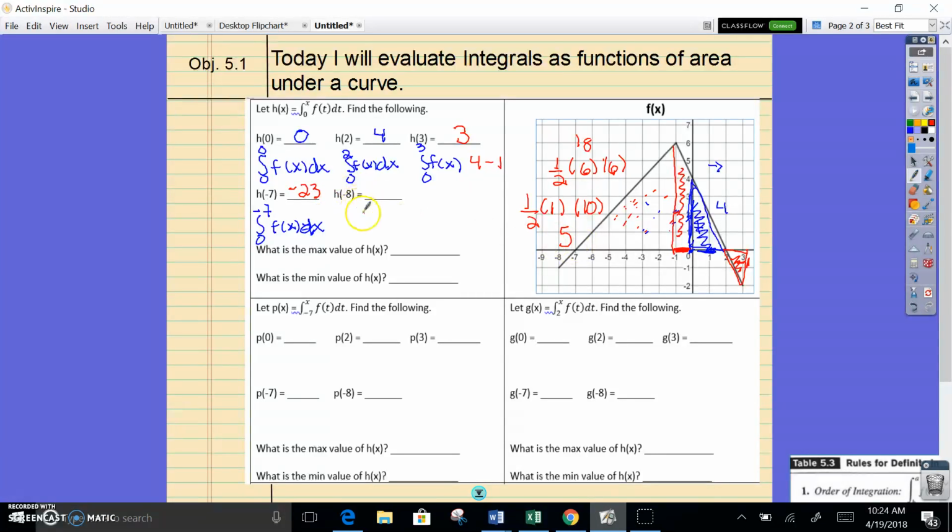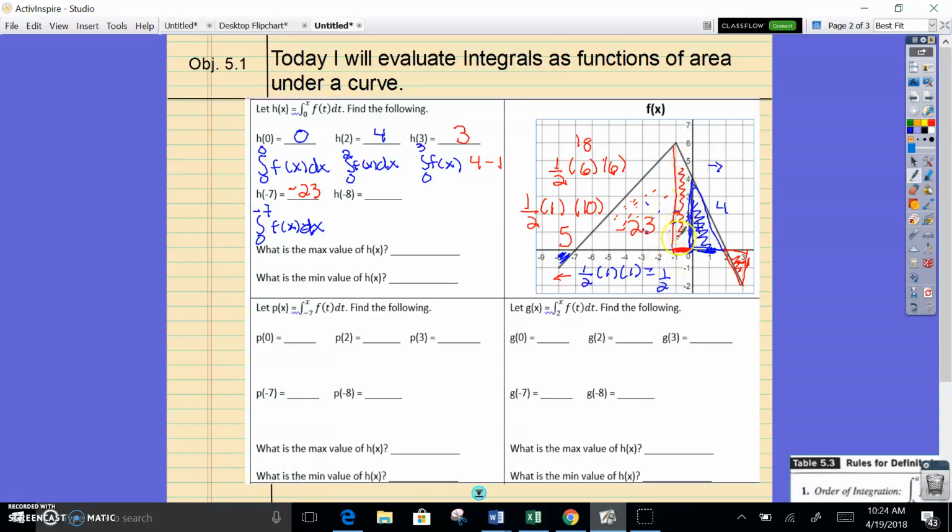Now, for h of negative 8, we already know that this entire area is going to be negative 23, so we can use that. But we have an area here that is below the x-axis moving to the left. If you are below, that's a negative location, and to the left, that's a negative direction. So 2 negatives make a positive. So this little area is going to be positive. If I find the area, it's going to be 1/2 the base times the height. So of course that's a half.